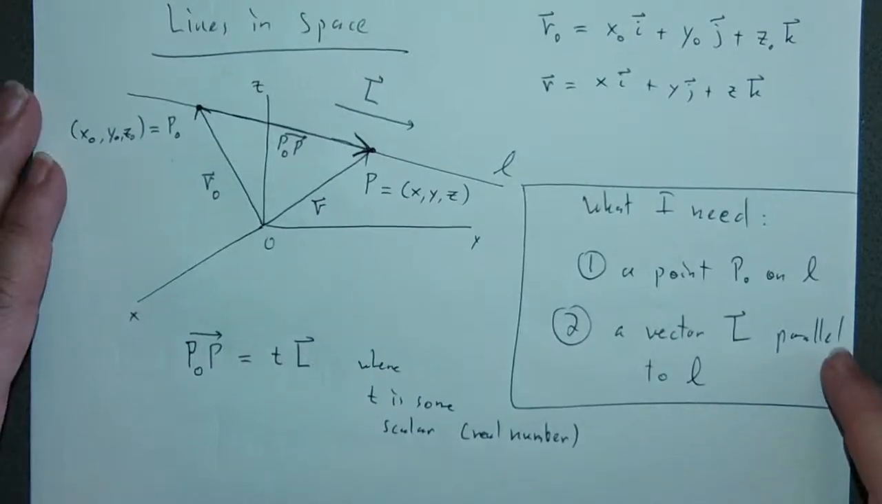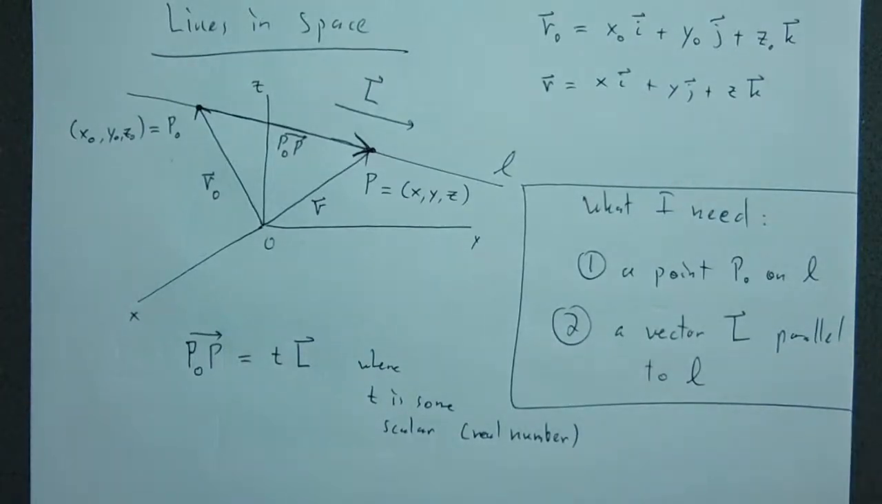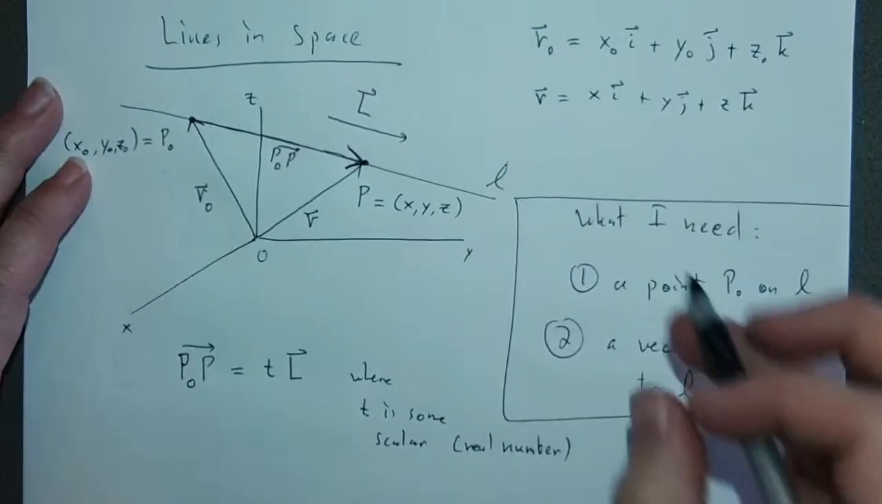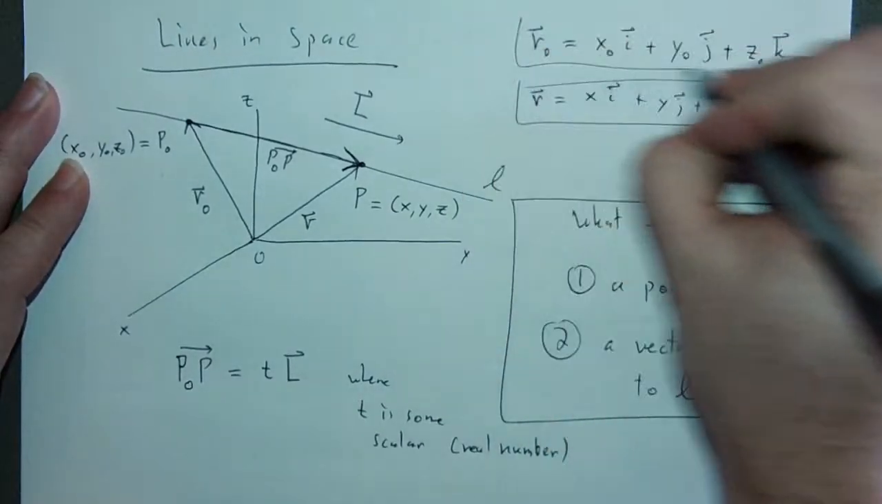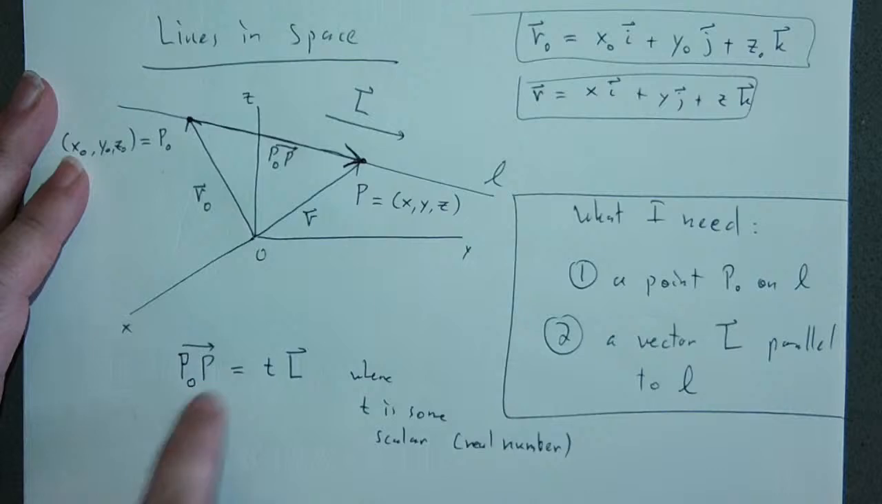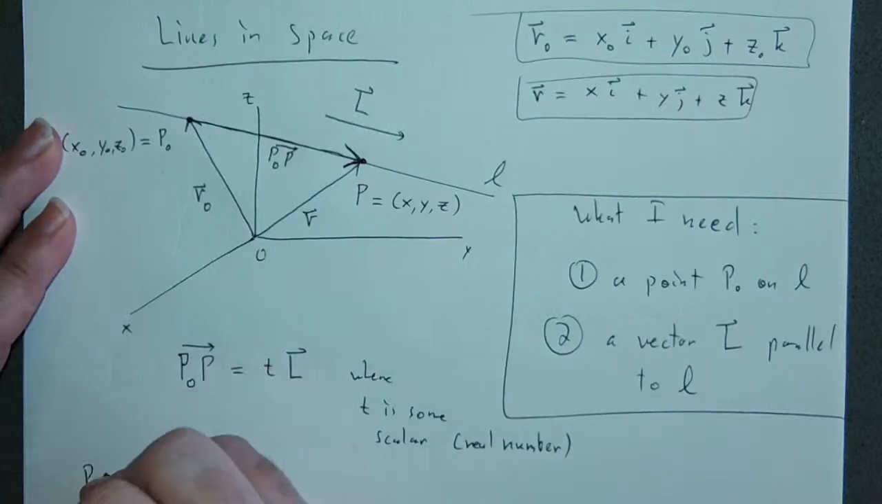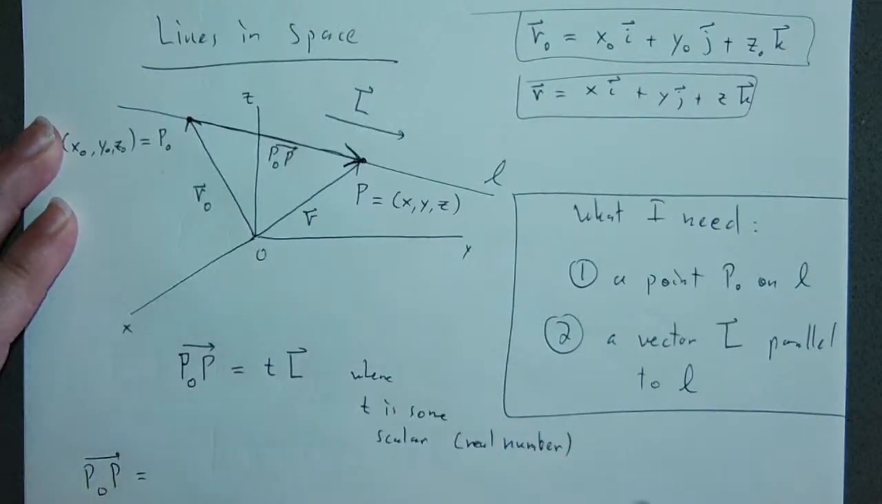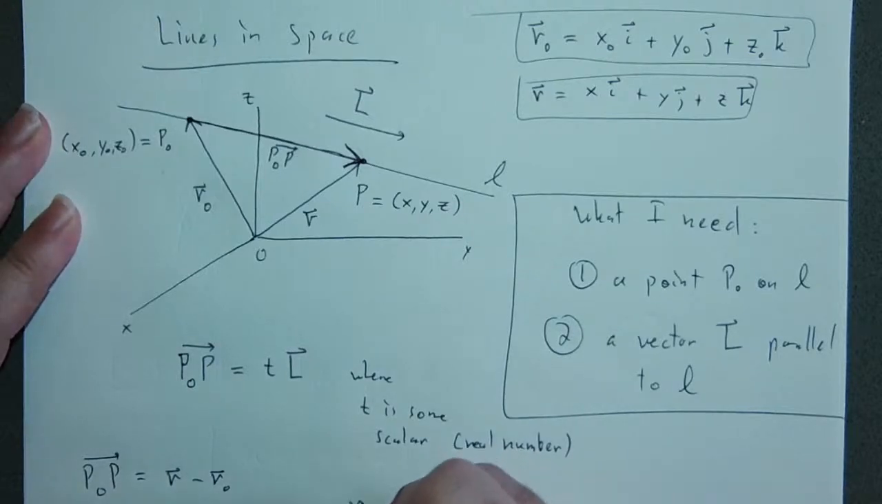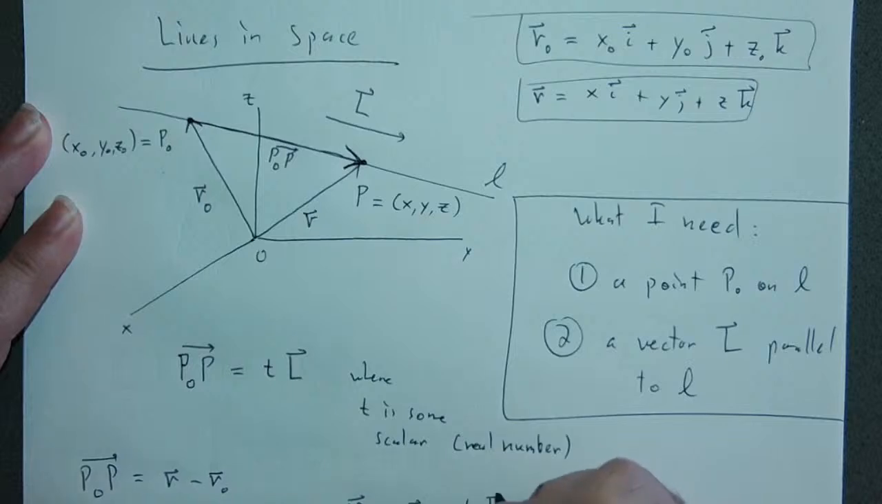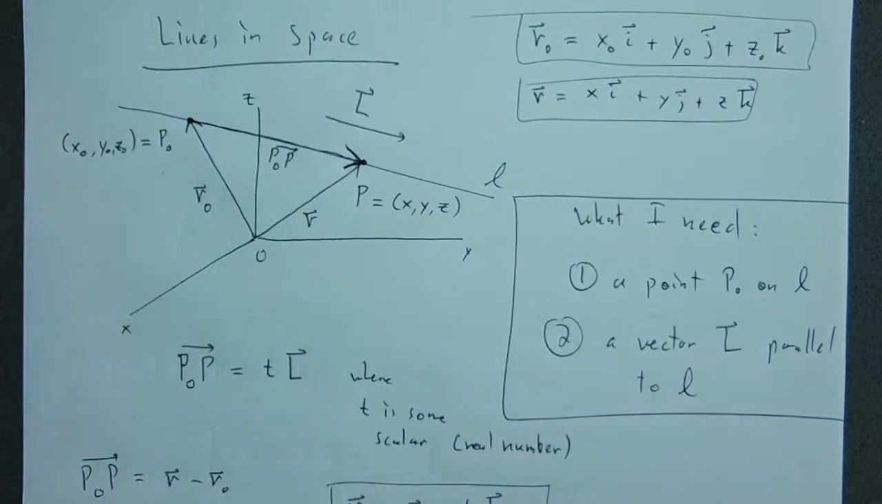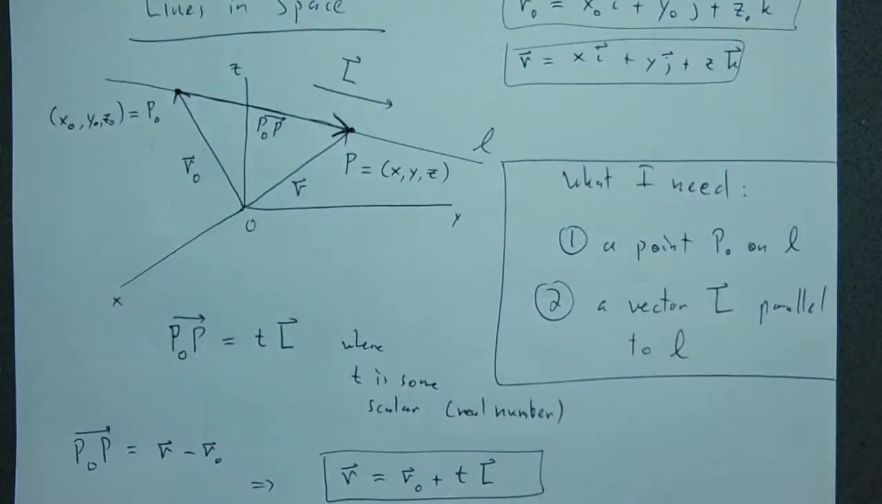And so what do I get from this? Using all of this notation, note that P naught P is actually just R minus R naught. That's just the definition of this. And so what do I get? I get this vector equation, R is equal to R naught plus TL. Oh, I'm a little bit off the page. There we go.